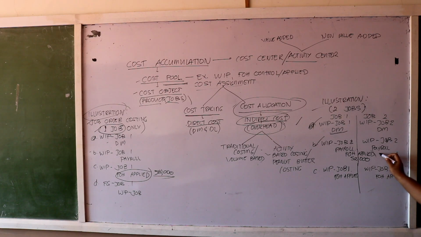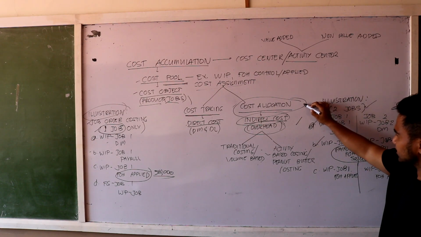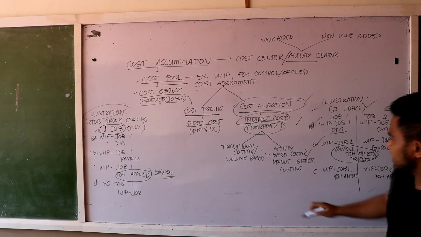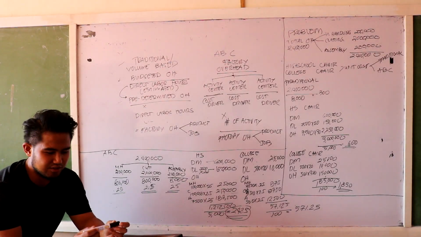What if we will assume a total factory overhead applied of 500,000? And we will apply and we will give that factory overhead applied to our job 1 and job 2 because we are assuming that there will be two jobs. Magkano kaya ang mapupuntang applied overhead kay job 1 or kay job 2? At dyan guys, papasok ang ating cost allocation. And we will use the method of either traditional costing or our ABC. So let's continue guys regarding our discussion on cost allocation.